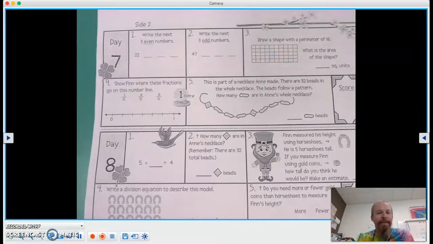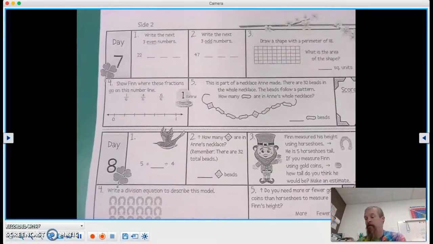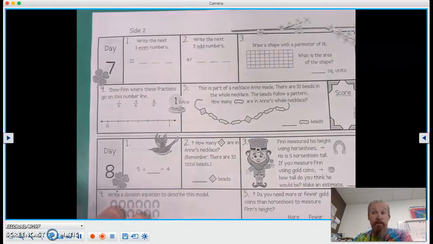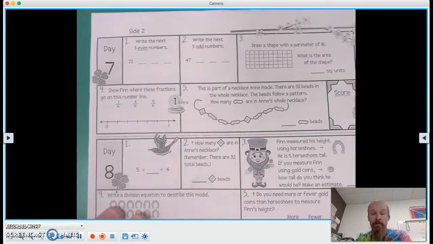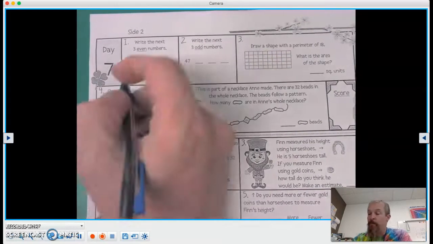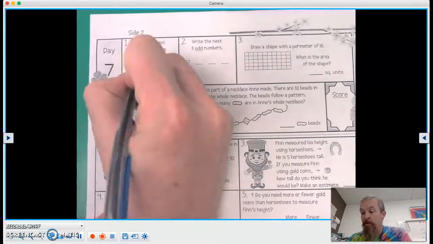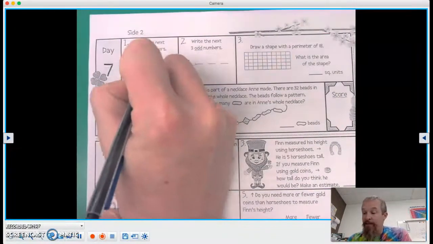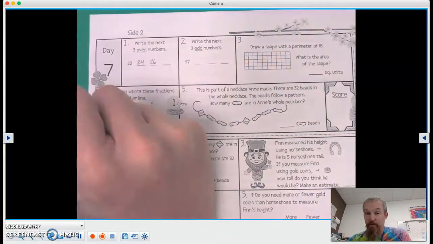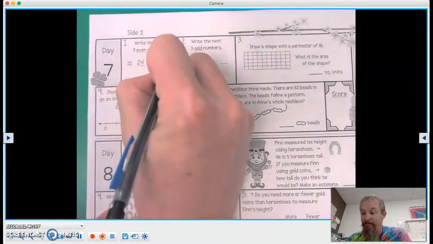Number 1, write the next 3 even numbers. So we have to count by 2s, right? 2, 4, 6, 8, 10. Okay, so everything has to end in 2, 4, 6, 8, or 0. So 22, skip 23, we're going to go 24. Skip 25, go to 26. Skip 27, go to 28.